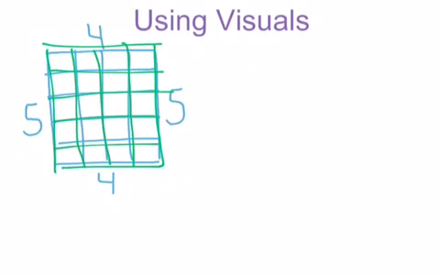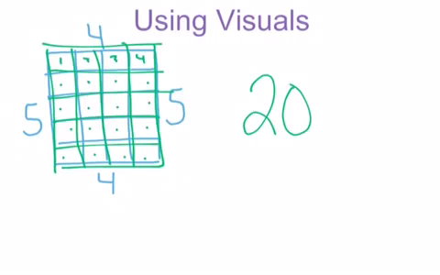One way that you can solve this is by simply counting up: 1, 2, 3, 4, 5, 6, 7, 8, 9, 10, 11, 12, 13, 14, 15, 16, 17, 18, 19, 20. Okay, so the area for this particular rectangle is 20. I solved that by simply counting the grid, or the cubes that are within that grid.